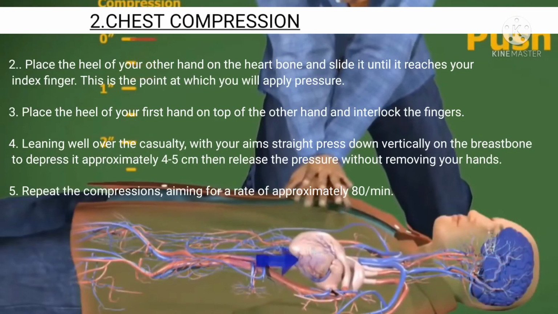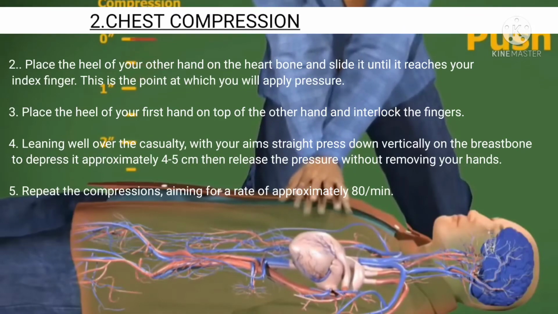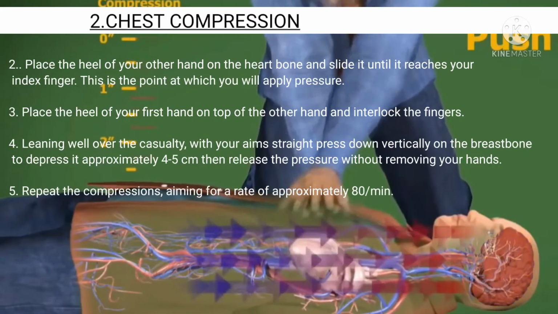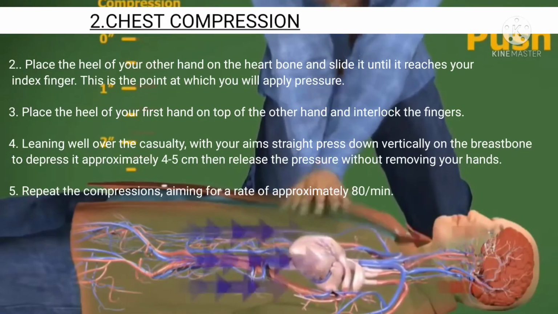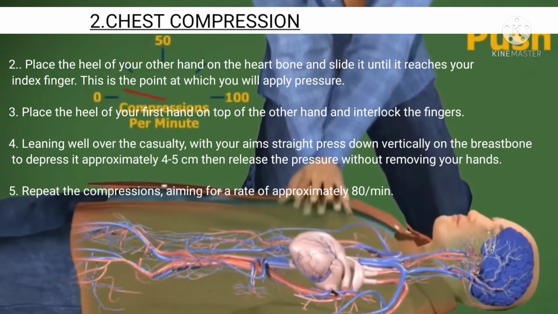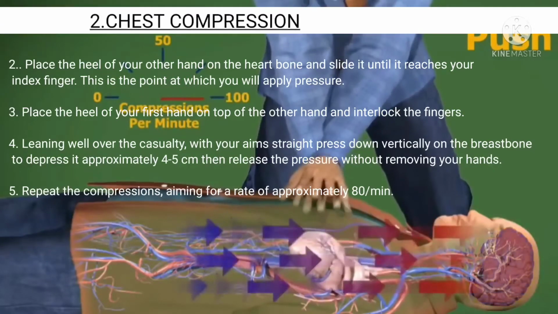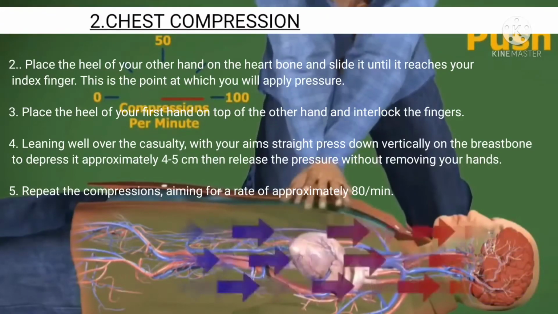3. Place the heel of your first hand on top of the other hand and interlock the fingers. 4. Leaning well over the casualty, with your arms straight, press down vertically on the breastbone to depress it approximately 4 to 5 cm, then release the pressure without removing your hands. 5. Repeat the compressions, aiming for a rate of approximately 80 per minute.